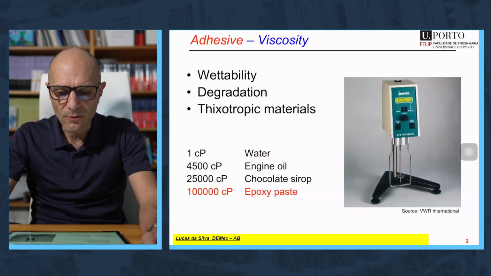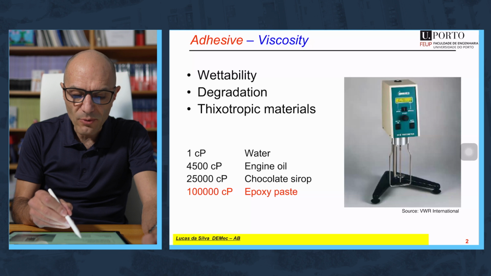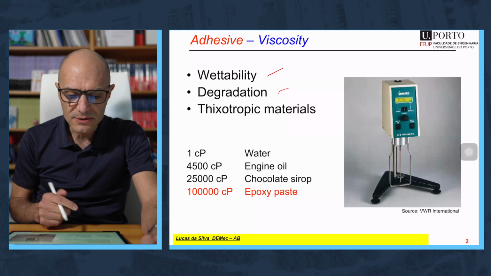Concerning the adhesive, one property that we often verify is the viscosity, because it has a big impact on the wettability and on the degradation of the adhesive. The shelf life is controlled basically by the viscosity.